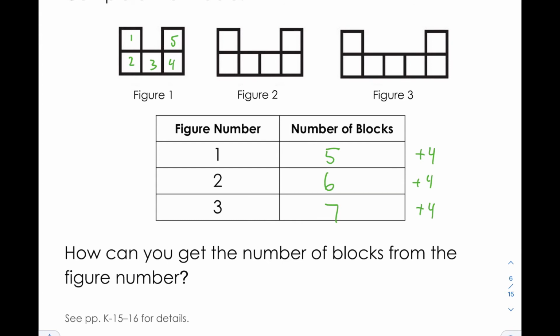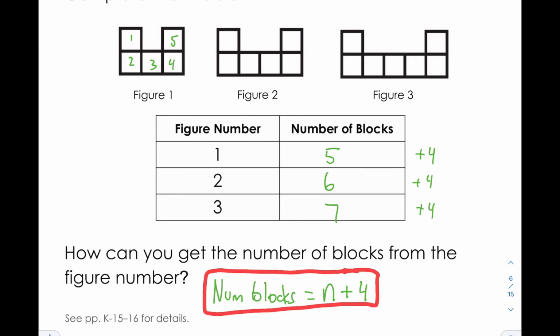Now we come up with an algebraic expression. So to get the number of blocks, so I'll just put number blocks just for short. What we do is we take our figure number, so I'm going to use n for number, and we add 4. Okay? So n plus 4, this is our expression. And when we look at the whole thing, we call that an equation.